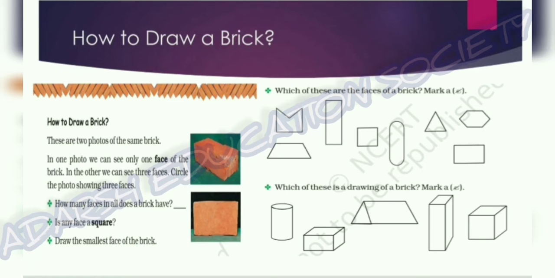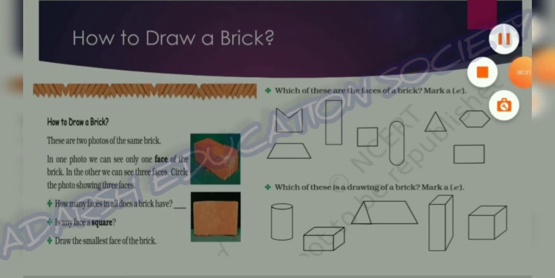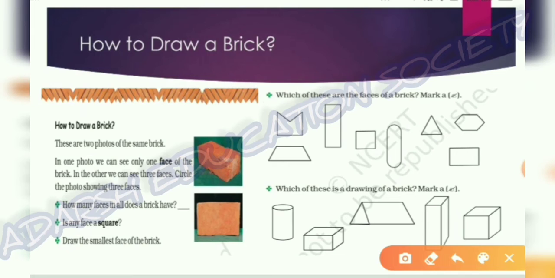Now next, is any face a square? Here they are asking us whether a brick has any square face. No, bricks don't have any square face. Now next, draw the smallest face of the brick. Here you have to draw the smallest face of the brick. Okay?